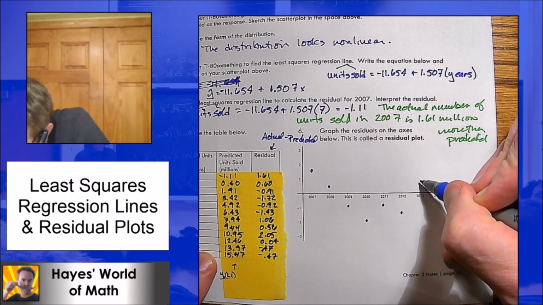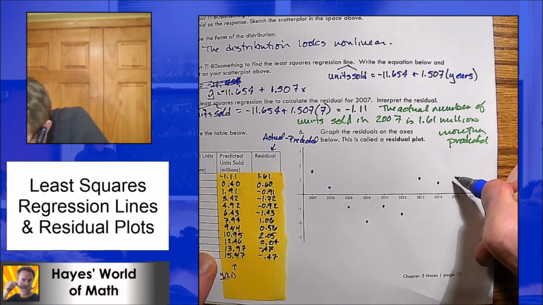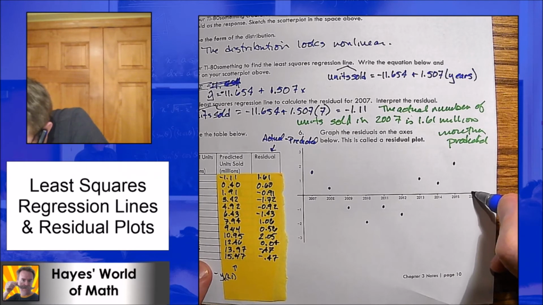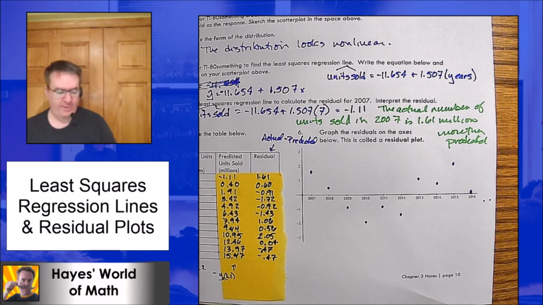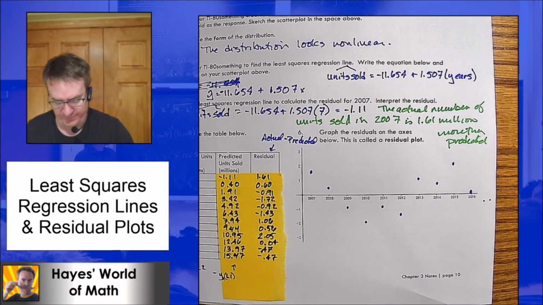13 is 1.06. 14 is 0.05. 15 is 2 and change. 16 is almost down to 0. 17 and then 18 would be two negative numbers about here and here. Great. Why do we care? This is why we care. Check this out. Okay.